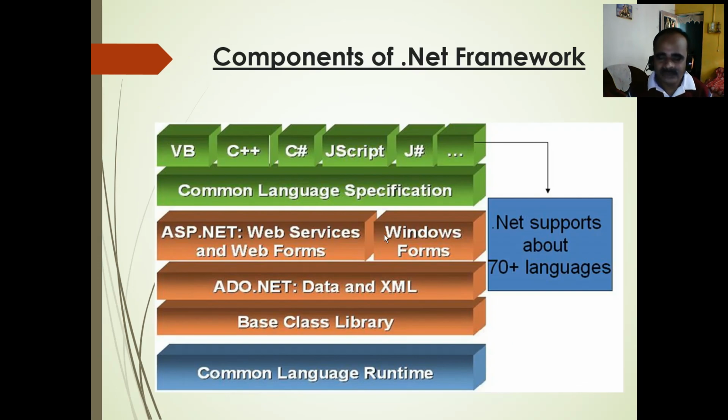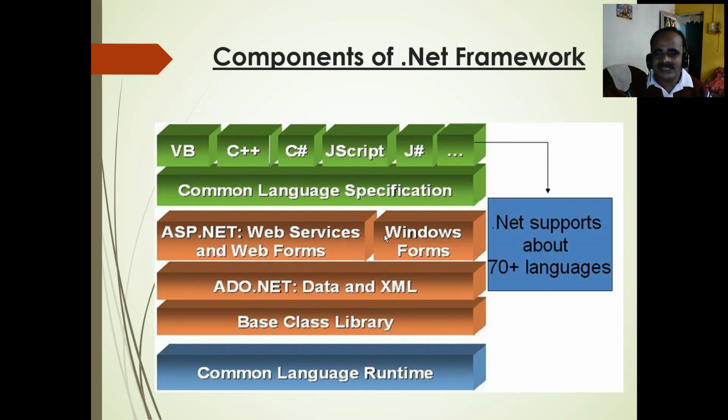Okay, now we will go to the main part of this. What are the main components of this .NET technology? As earlier we discussed, .NET technology is a very rich technology, and it supports various kinds of languages. Various cross languages are there, just like VB, C++, C#, JavaScript, J#, and so on. More than 3 languages are supported by this .NET technology.